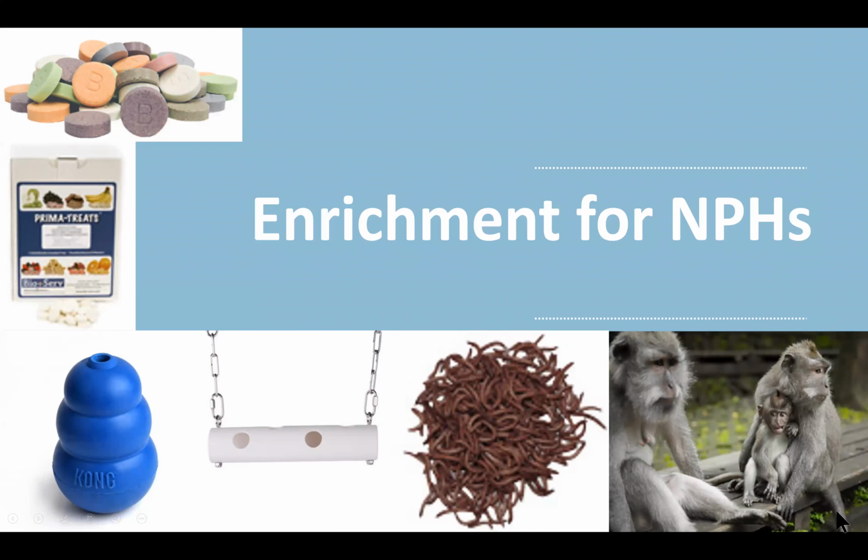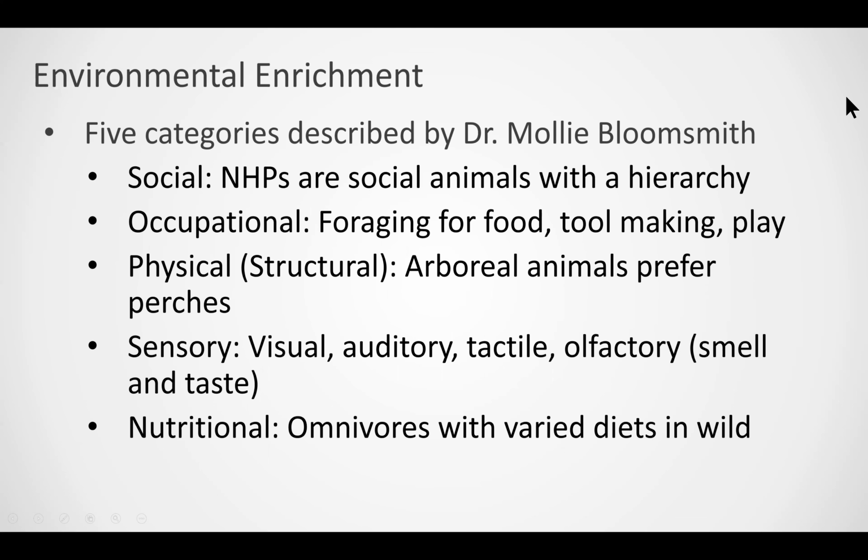Enrichment for non-human primates. So again, the 5 categories by Dr. Molly Bloomsmith were social, occupational, physical, sensory, and nutritional. So if you think about this, non-human primates, they're social animals and they have that hierarchy. So you want to probably house them socially. Occupational, they like to forage for food, and that's what many of them spend most of their day doing.